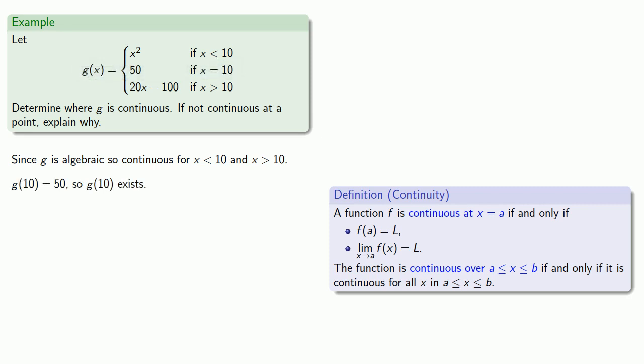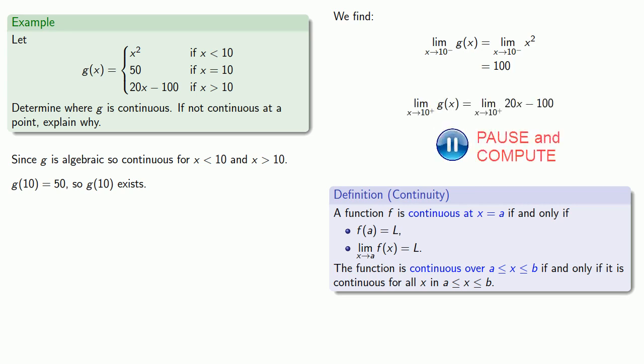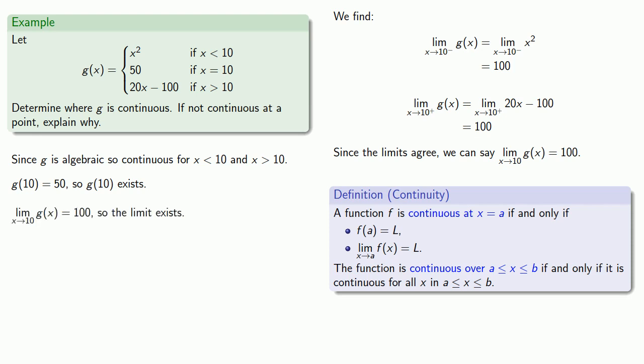And again, because our rule changes at x equals 10, we'll have to approach from both sides. As x approaches 10 from below, our function is x squared, and our limit is going to be 100. As x approaches 10 from above, our function is 20x minus 100, and our limit is 100. And since the limits agree, we can say the limit is 100. So the limit exists, but since the limit is not equal to the function value, the function is not continuous at x equal to 10.